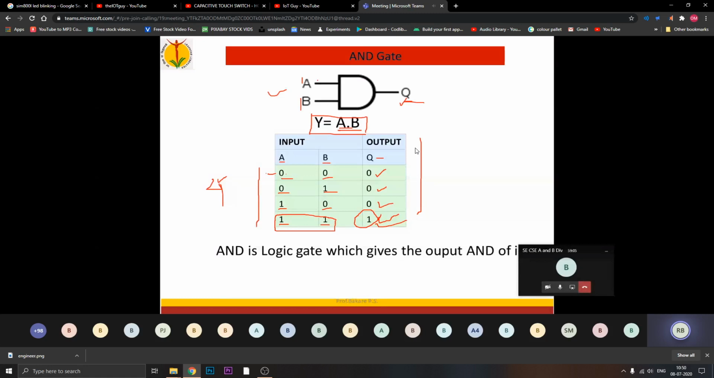Now, the last gate in the basic gates, I switch to the next slide: the OR gate. I hope all of you can see the OR gate slide. So this is the symbol of the OR gate.